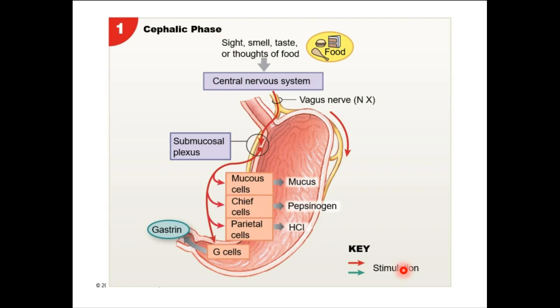And that is going to cause your central nervous system to send a signal along our favorite parasympathetic nerve, which would be what? Vagus! And that vagus is going to innervate the submucosal plexus of the stomach. And the submucosal plexus of the stomach is going to stimulate mucus cells to produce mucus, chief cells to produce pepsinogen, and parietal cells to release hydrochloric acid, as well as those G cells, those gastroenteric cells, to release gastrin. So that's step 1. Even before you've started eating, your stomach is starting to secrete the products that are going to help you break food down.